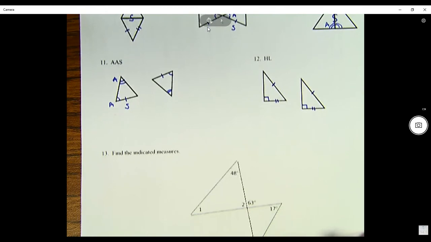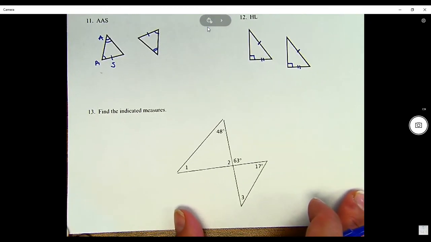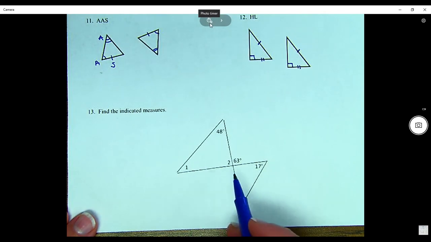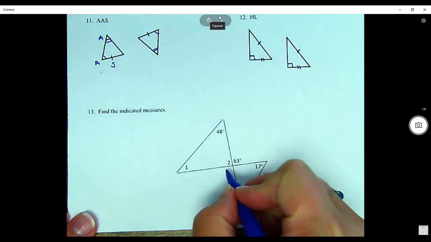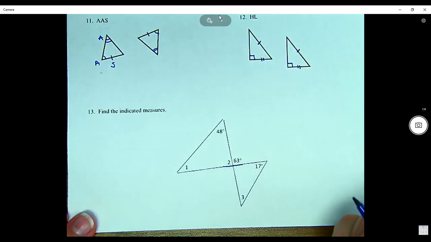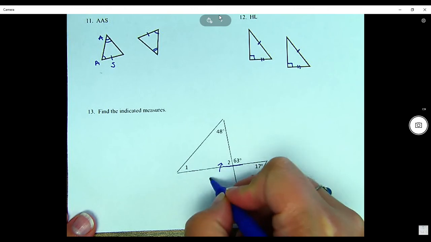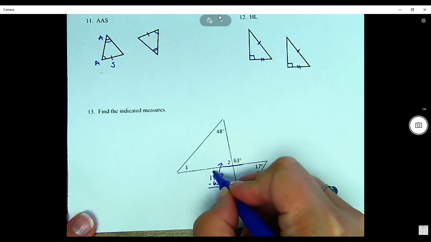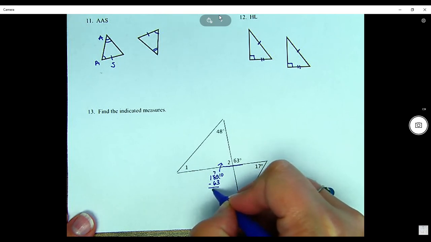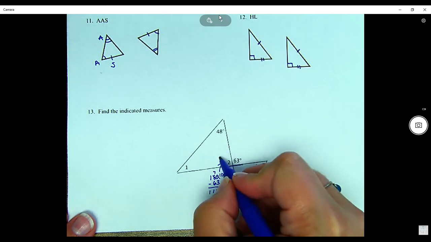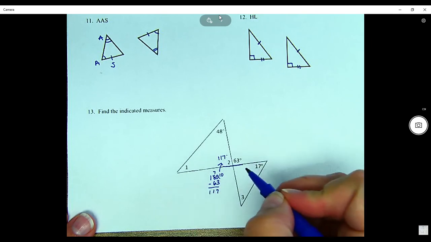Lastly, they're asking in number 13 for us to find the indicated measures. Okay, so let's look at this a little bit. I want to start with angle 2 here because I have a linear pair between 63 and angle 2. So to find angle 2, I would take 180 and subtract 63. So borrow a little bit. 117. So angle 2 is 117.